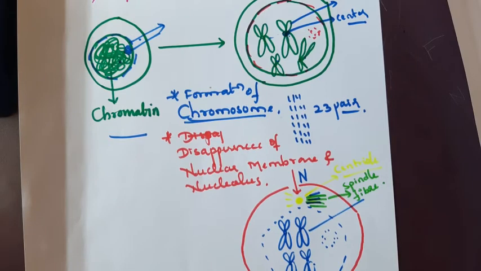Those spindle fibers are formed with the help of centrioles. This is all about prophase.